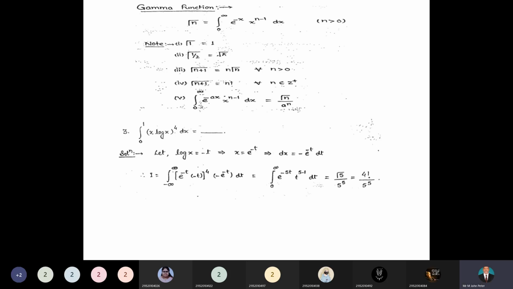We know that e power minus t whole power 4 is not e power minus t power 4. It will be e power minus 4t. Carefully, you have to apply the power for the exponential function.